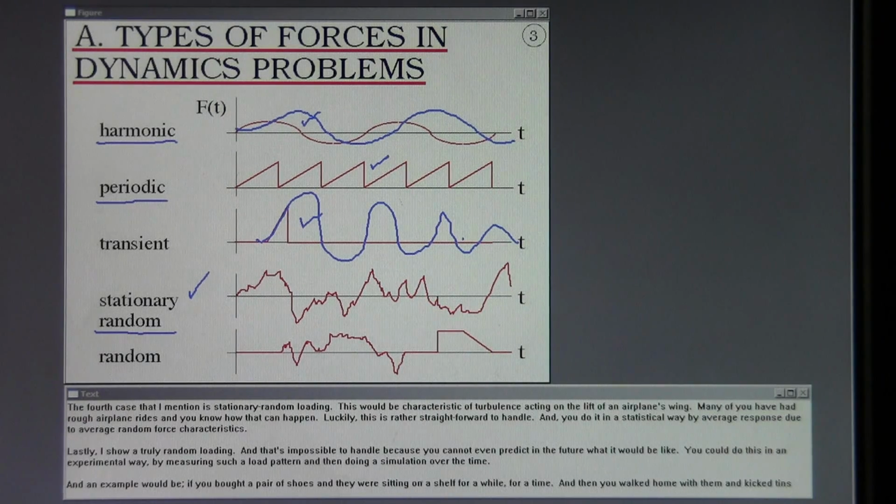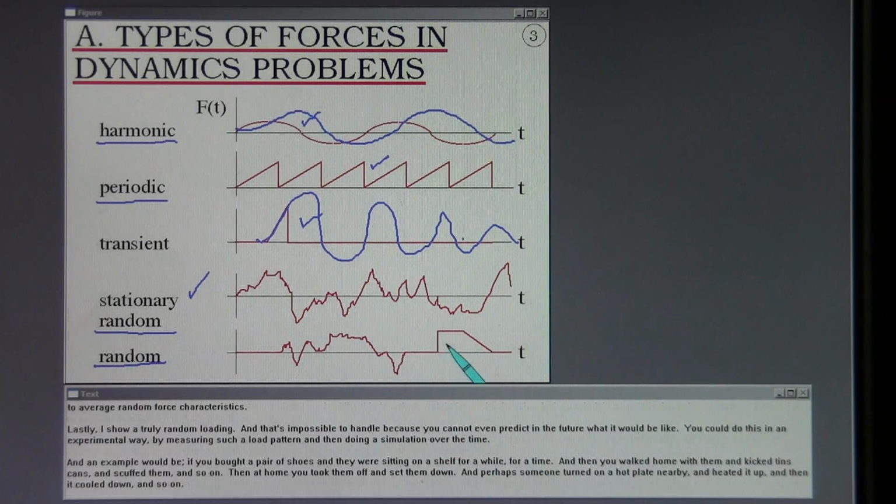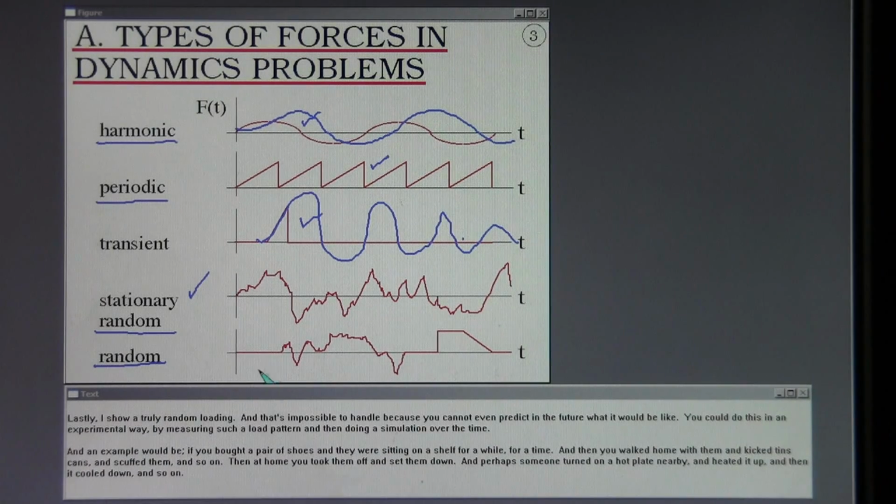Lastly, I show a truly random loading, and that's impossible to handle because you cannot even predict in the future what it would be like. You could do this in an experimental way by measuring such a load pattern and then doing a simulation over the time. And an example would be if you bought a pair of shoes and they were sitting on a shelf for a while, for a time, and then you walked home with them and kicked tin cans and scuffed them and so on.